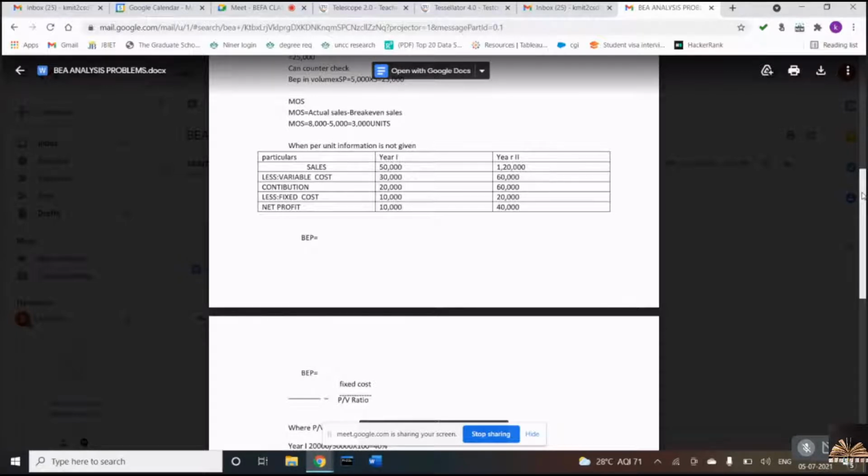Yes, margin of safety formula. I thought it was given in reverse in the PPT. I said break-even actual sales minus break-even sales. That is correct, right? 8,000 minus 5,000, 3,000 units. Actual sales is correct? 3,000 units. I thought it was given reverse.